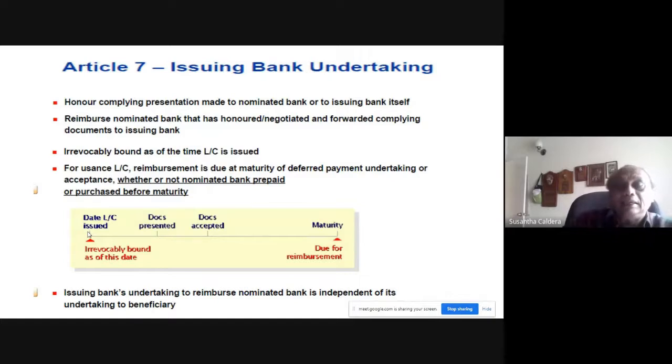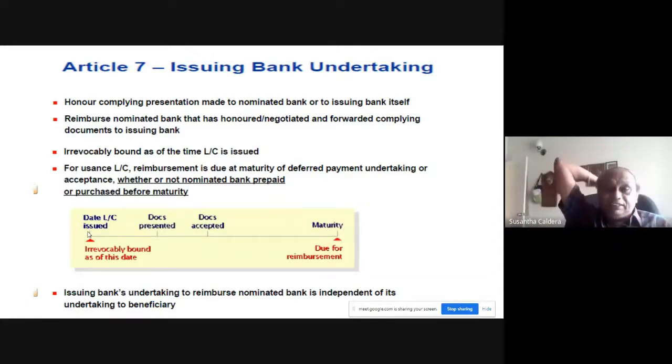Right? Irrevocably bound as of the time the LC is issued. That's another important thing. From the time they issue the LC, the issuing bank is irrevocably bound to honor the LC. Right? Okay.